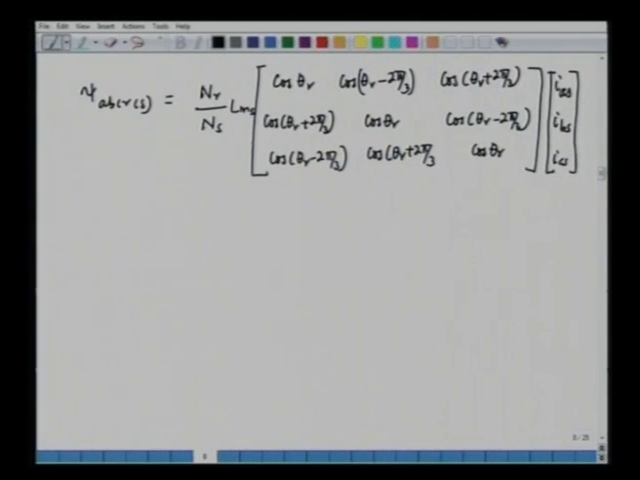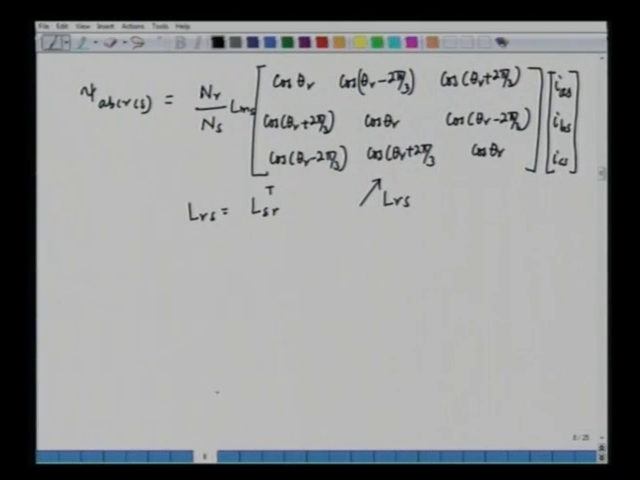So, we have LMS here, NR by NS into cos of theta r, cos of theta r minus 2 pi by 3, cos of theta r plus 2 pi by 3. So, this is the mutual inductance. We can say this is LSR. The mutual inductance between the rotor and the stator is LRS. Now, it is interesting to note that LRS is equal to the transpose of LSR.